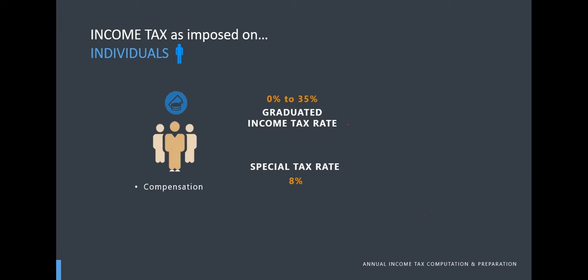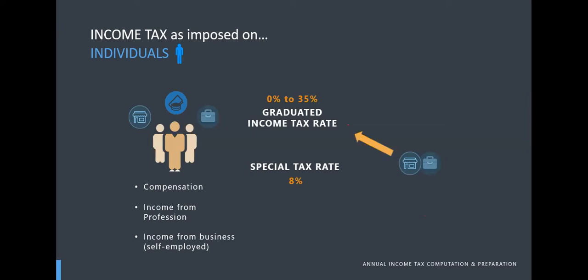Individuals earn income from different types. It could be from compensation, income from profession, or income from business in the case of self-employed individuals. Income from business and income from profession could be taxed at the graduated income tax rate or at the special tax rate of 8%, while compensation income could only be taxed based on the graduated income tax rates.